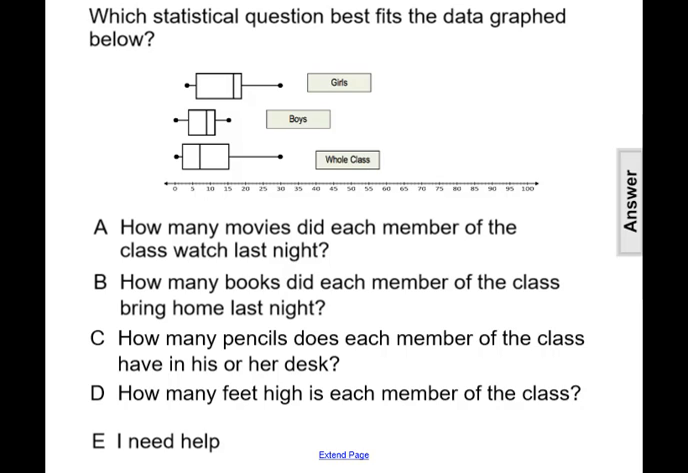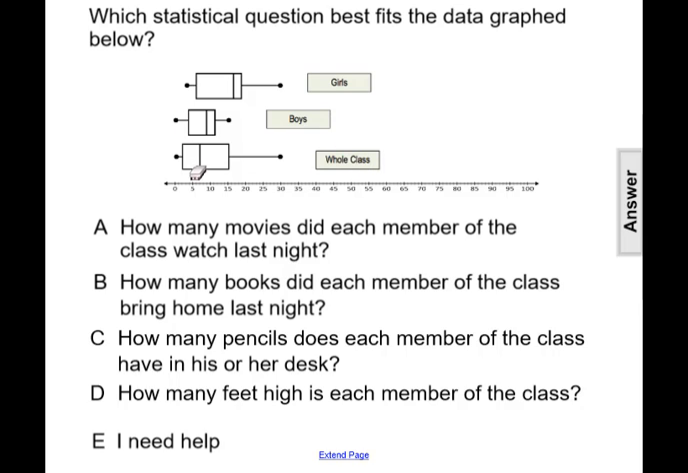Which statistical question best fits the data graphed below? So before we even look at the questions, let's just take a look at the data in the graph first and interpret some of the numbers. It looks like we have our box and whisker plots where we have the information separated in between girls and boys in a whole class.